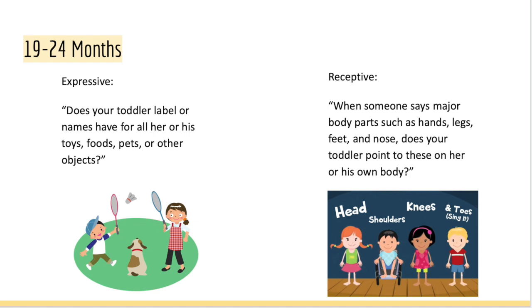For toddlers 19 to 24 months of age, an expressive question may be, does your toddler label or have names for all her or his toys, food, pets, or other objects? While the receptive questions include questions like, when someone says major body parts such as hands, legs, feet, and nose, does your toddler point to these on her or his own body?